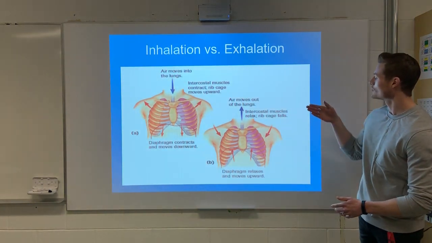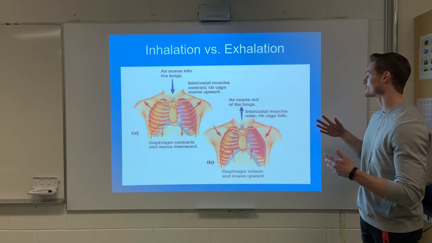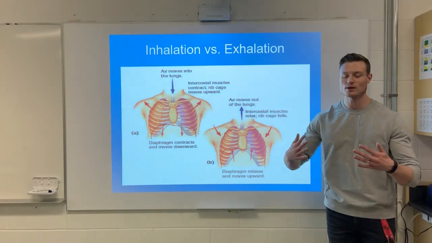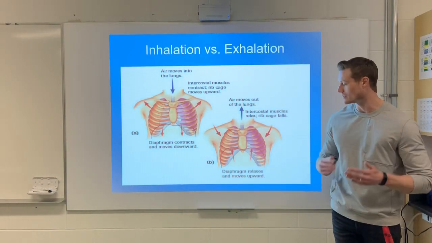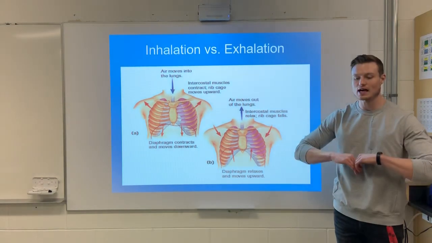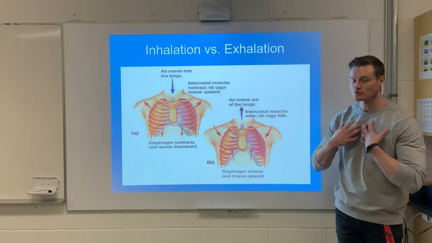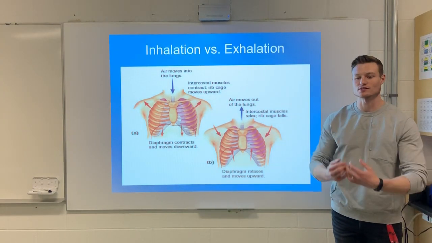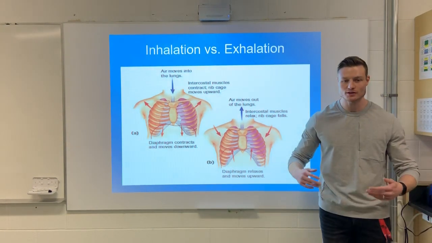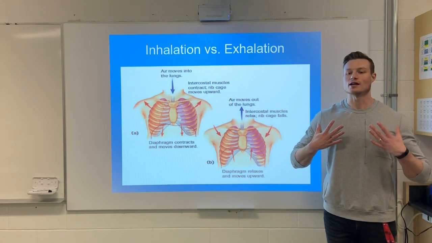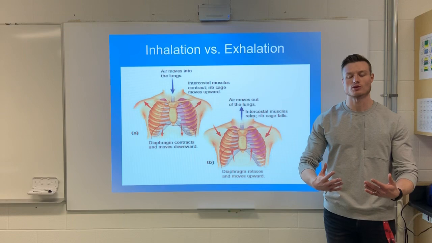Then when it's time to move air out of the lungs, the intercostal muscles relax, the rib cage will fall back into place, and the diaphragm will relax and move back up into its normal resting position. This will push the air out of your lungs. So one more time, breathe in, chest moving up, and then breathe out, going back to normal.